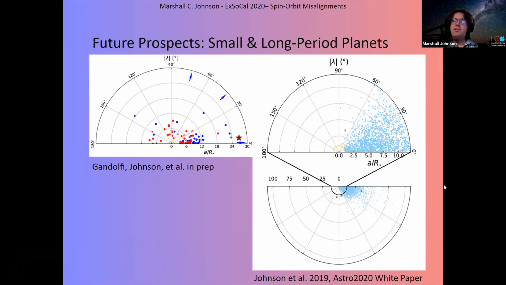And then also thanks to planets discovered by TESS and new and future facilities such as NEID and high resolution spectrographs on the 30-meter class telescopes, we should be able to measure the spin-orbit misalignments for a sample of hundreds of small and long period planets over the next decade, which will give great insights into dynamical histories of exoplanetary systems.